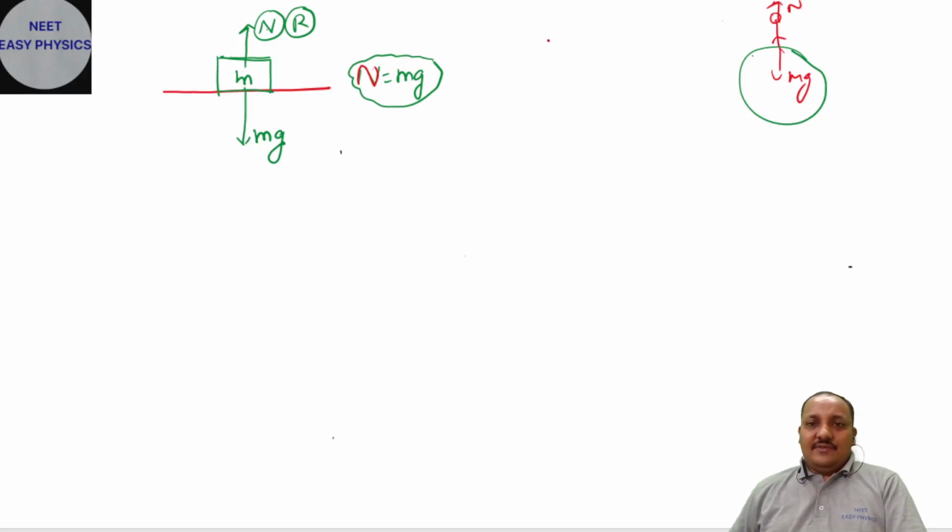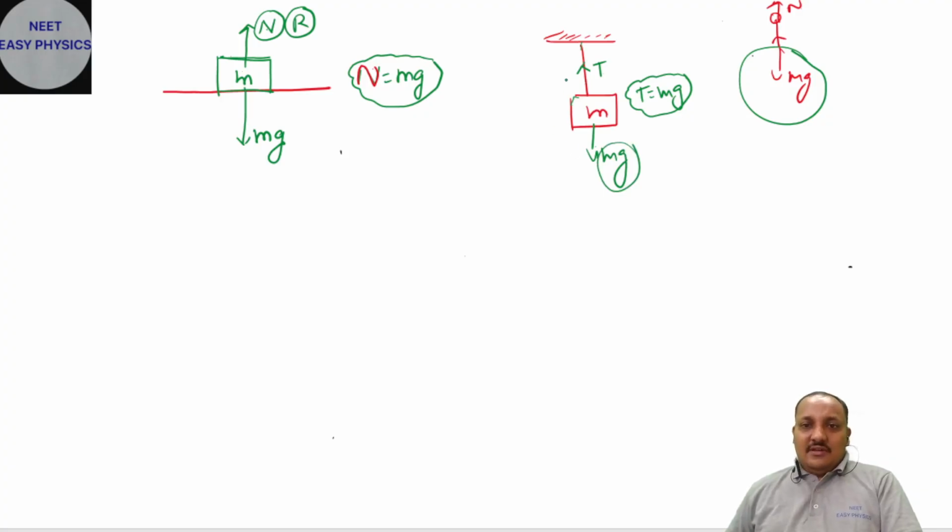Same object, if we suspend it by a string, what will happen? Again, its weight is acting downwards. Within this string, what will develop? Tensional force is going to be developed. If both are equal and opposite, then only it will be at rest. Let us assume if the weight is more, then the string is going to cut, and the object will fall downwards. If you cut the string, the object is falling downwards.